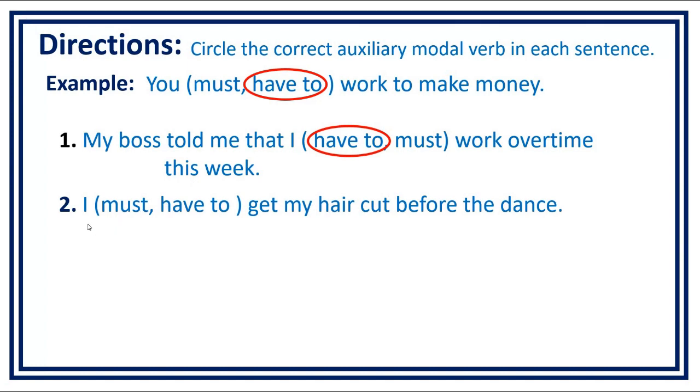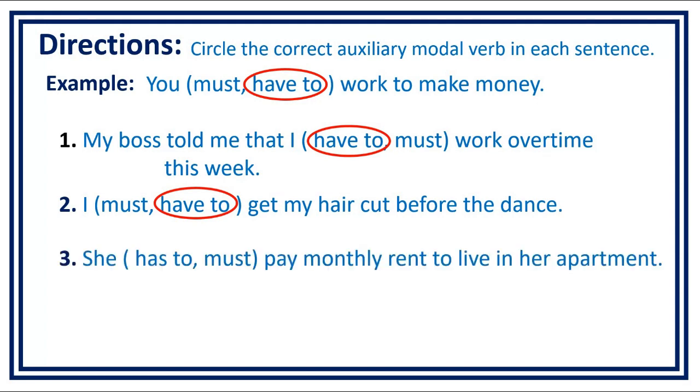Number 2. I must have to get my hair cut before the dance. Answer is, I have to get my hair cut before the dance. Number 3. She must pay monthly rent to live in her apartment. Answer is, she has to pay monthly rent to live in her apartment.